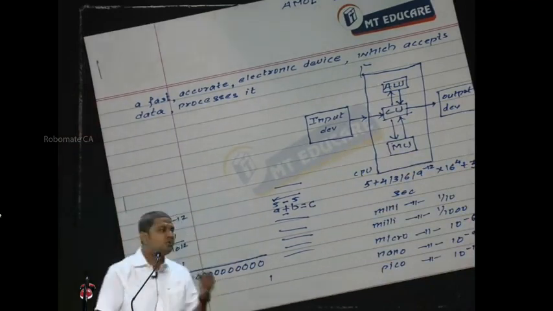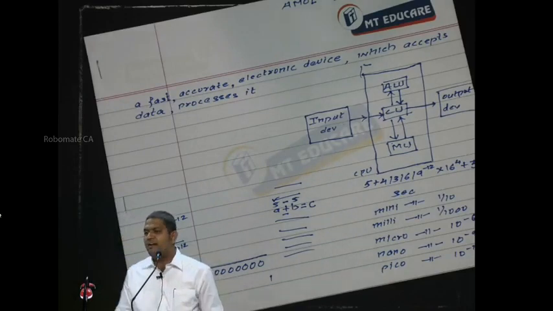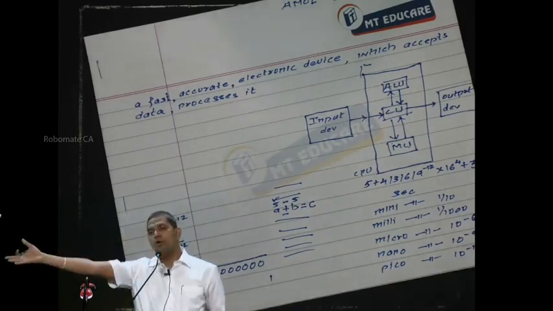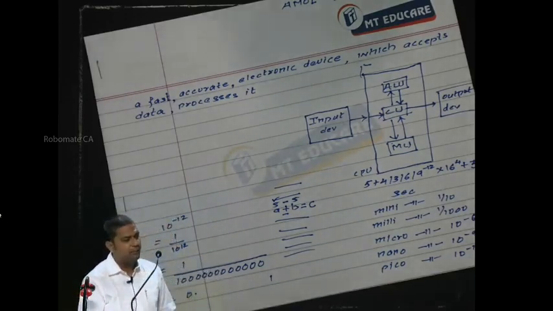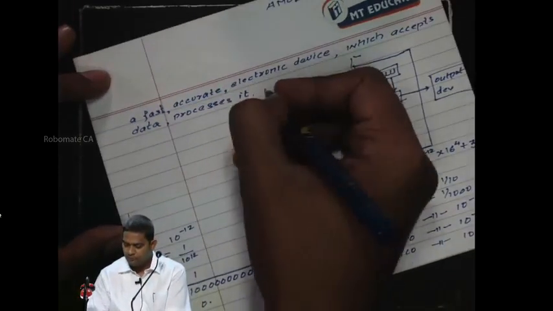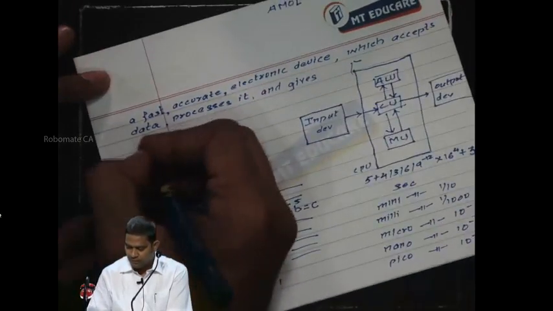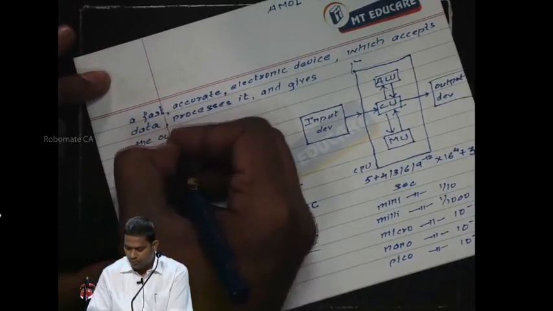This is nothing but something called processing. Acceptance of the data, storage of data, performing some functions on that data, and throwing the data out on some output device is nothing but something called processing. So it processes it and gives the output.